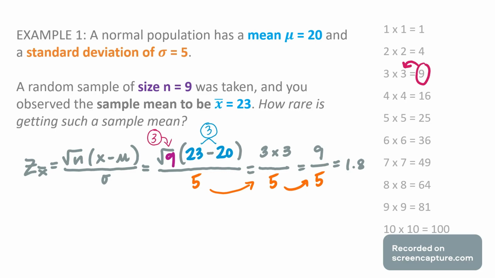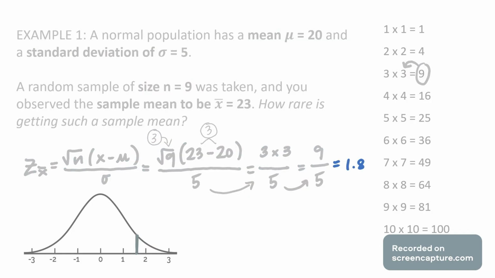Since we are assuming that the sampling distribution of the sample mean is normally distributed, we can sketch z equals 1.8 out on the normal curve. Now, which do we shade? The left or the right area? We shade the one which has a lower chance of occurring. In this case, we shade the right or upper tail. Therefore, the area to the right of z equals 1.8 is 0.0359 or 3.59%.